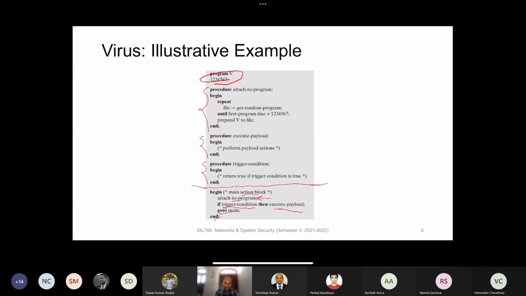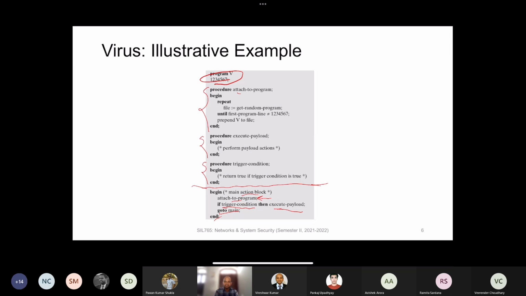What attach to program does is that it will repeat some of these things, which will allow it to infect different programs and see if it has already infected a program. If it has already infected it, it does not need to do anything, and it will go ahead and infect another program. And what does this infection mean? It is going to probably add some of these functions as part of that executable program.